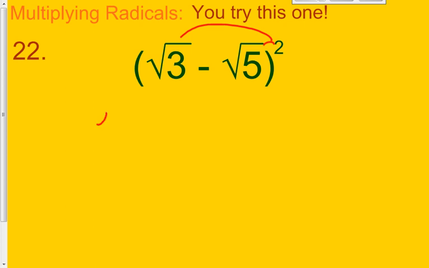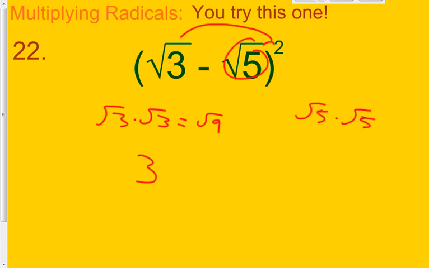So you said the square root of 3 times the square root of 3 is the square root of 9. And then you got the square root of 9 to be 3. And then you got the square root of 5 times the square root of 5, which is the square root of 25. And the square root of 25 is 5. So you got 3 minus 5 to give you a negative 2.